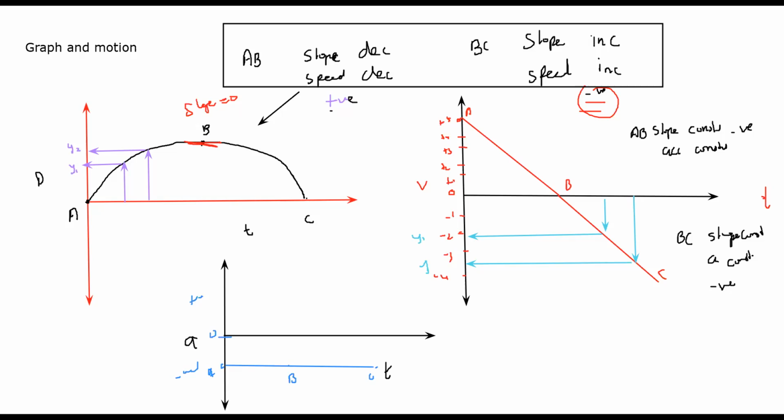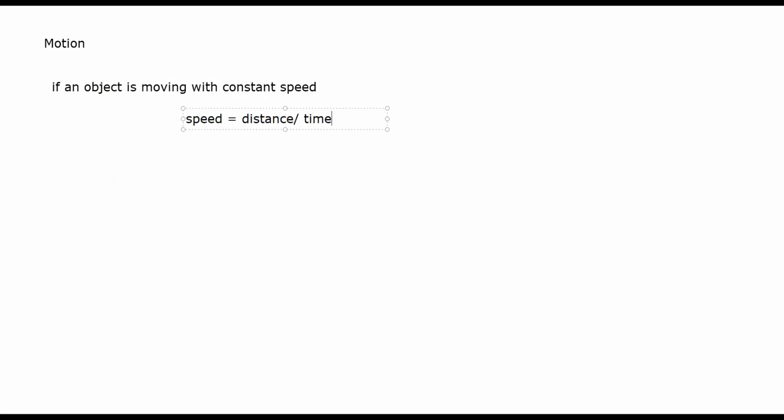So this is about the graph. Then for motion or movement, if an object is moving with constant speed, then the formula which relates speed, distance, and time is speed equals distance divided by time.